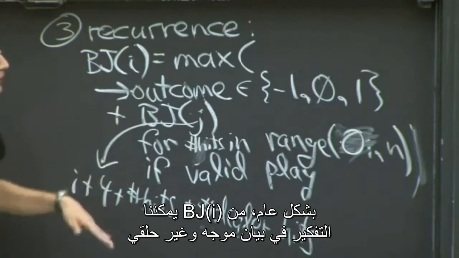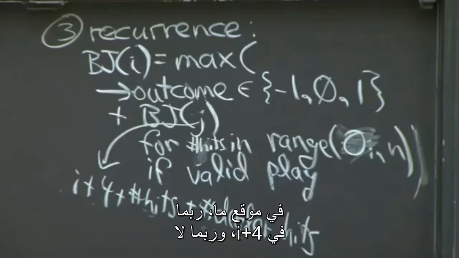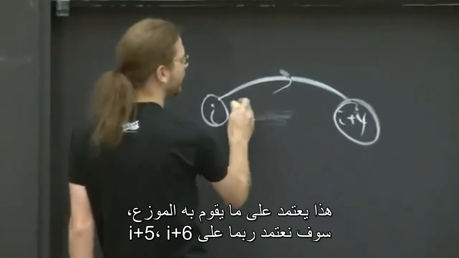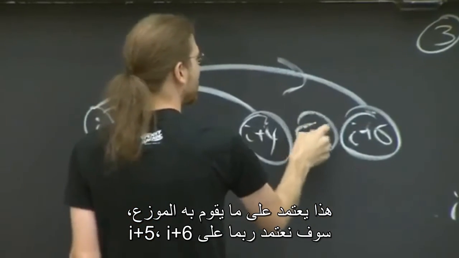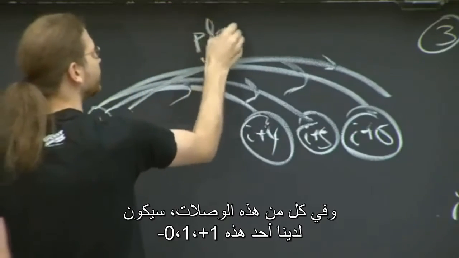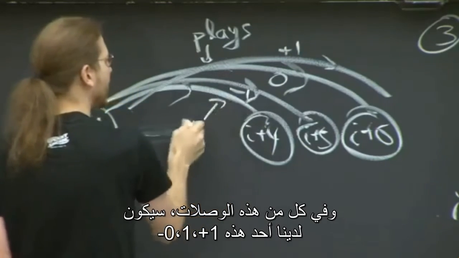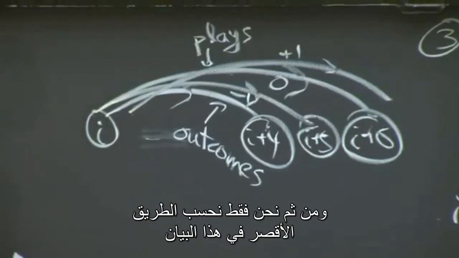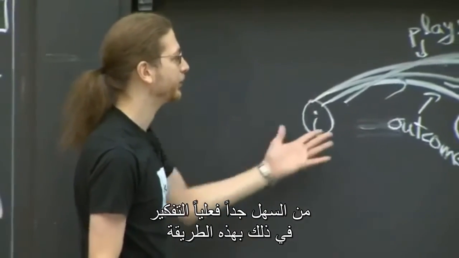So in general, from BG of i, if we think of the DAG, there's some position, maybe i plus 4 happens, maybe it doesn't happen. It depends on what the dealer does. We're going to depend on i plus 6, i plus 5 maybe. It's going to be all of these possibilities. These are all different plays. And then on each of these edges, we're going to have +1, 0, or -1. Those are the outcomes, whether I won or lost or tied. And then we're just computing a shortest path in this DAG. It's actually really easy, if you think about it that way.